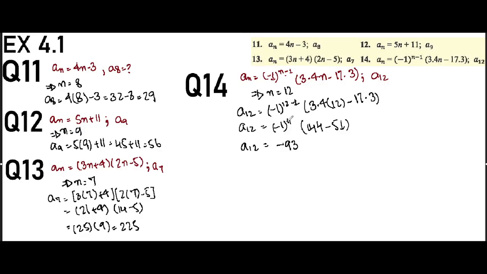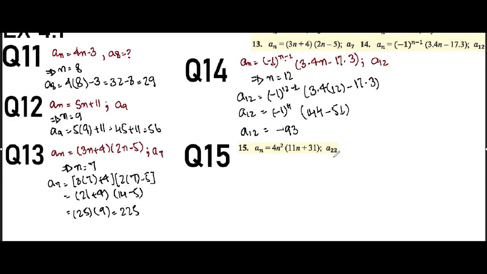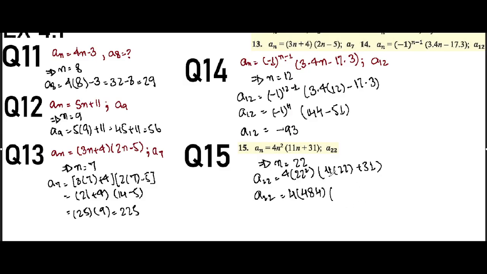Now let's solve question number 15, in which we have to find the 22nd term, and the equation is a_n equals 4n squared into 11n plus 31. So here we are supposed to make n equals 22. a_22 equals 4 into 22 squared into 11 into 22 plus 31. So now a_22 equals 4 into 484 into 11 into 22, which gives us 242, plus 31.